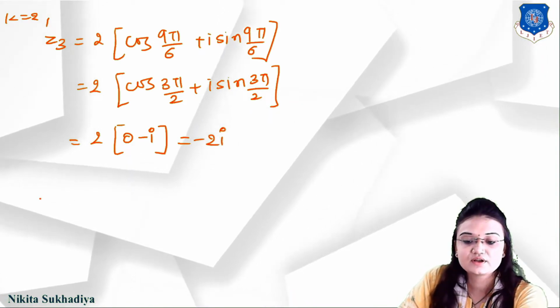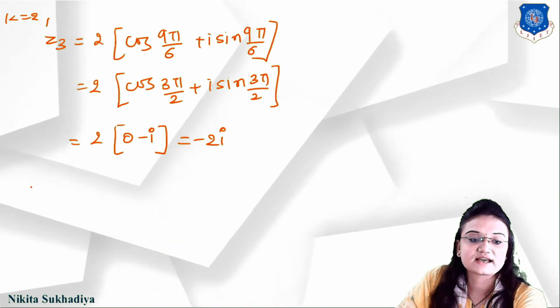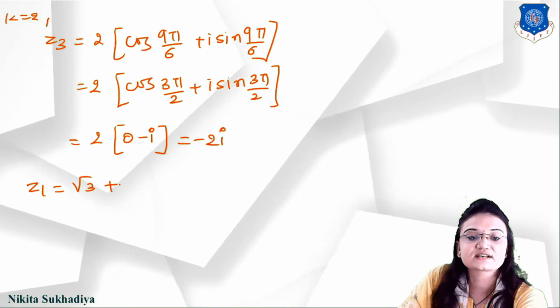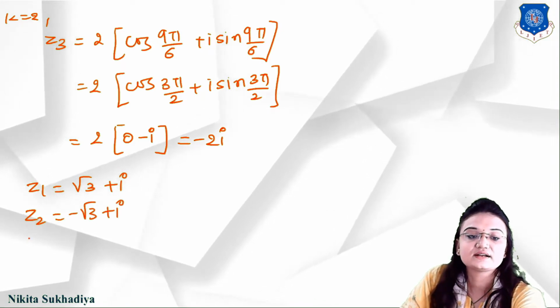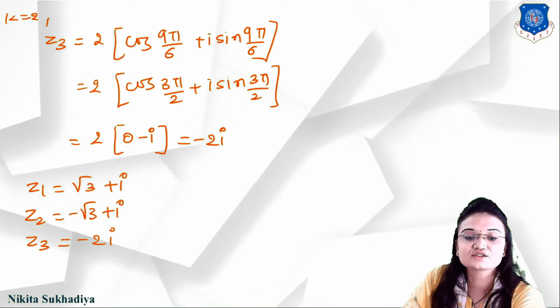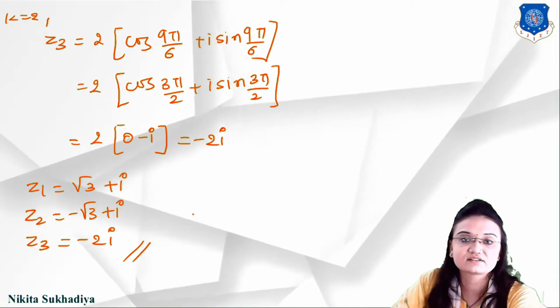So here we will get the 3 roots, that is z1 is equal to root 3 plus I, z2 is equal to minus root 3 plus I, and z3 is equal to minus 2I. This one is our final 3 roots.